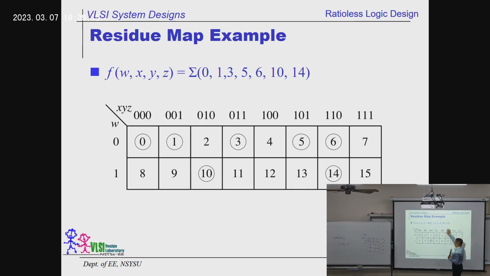Rule number 2 is whatever number you see on the top, you make a circle: 0, 1, 3, 5, 6, 10, and 14. All these circles stand for the output equal to 1. Those that are not circled stand for 0. Then we are going to have a lovely result. We are going to have a residue map this way. It's not like this one. This is W, 0, and 1.